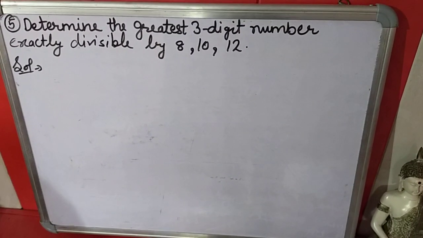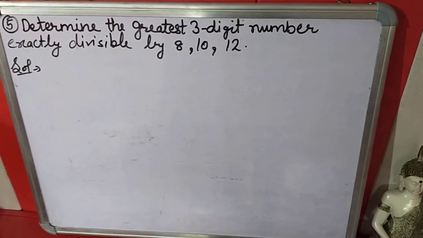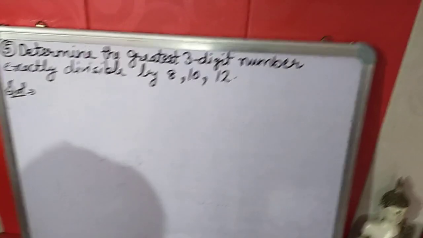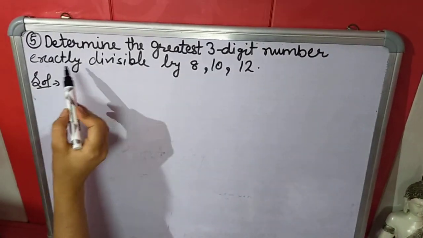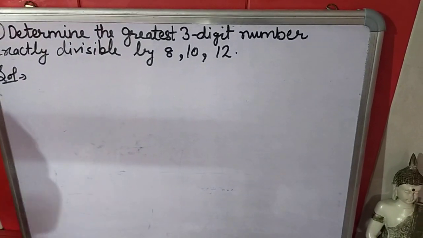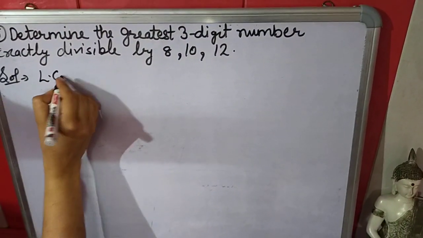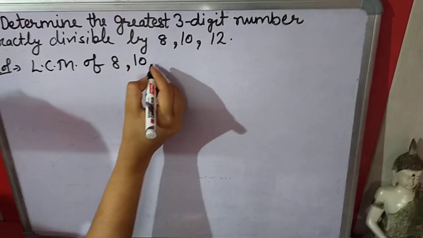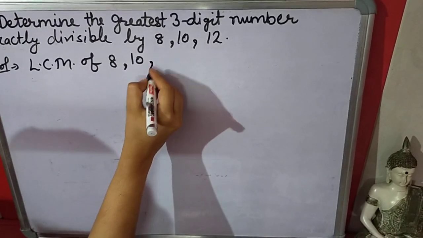Fifth question is: determine the greatest 3-digit number exactly divisible by 8, 10 and 12. In this question again he is asking to find the number that is exactly divisible by 8, 10 and 12. For this we will find the LCM. LCM of 8, 10 and 12.